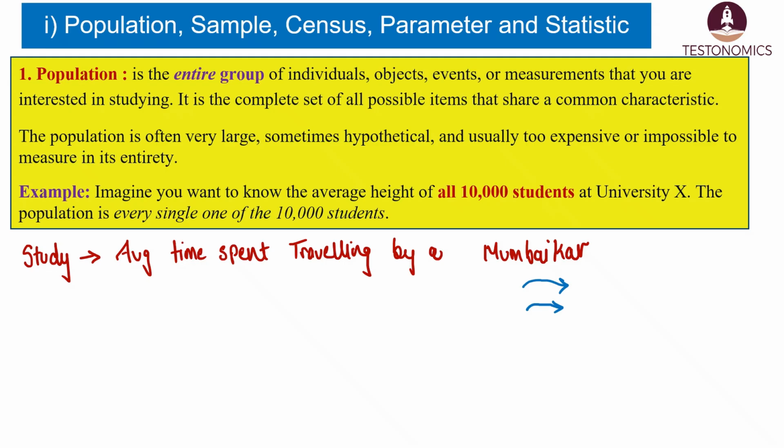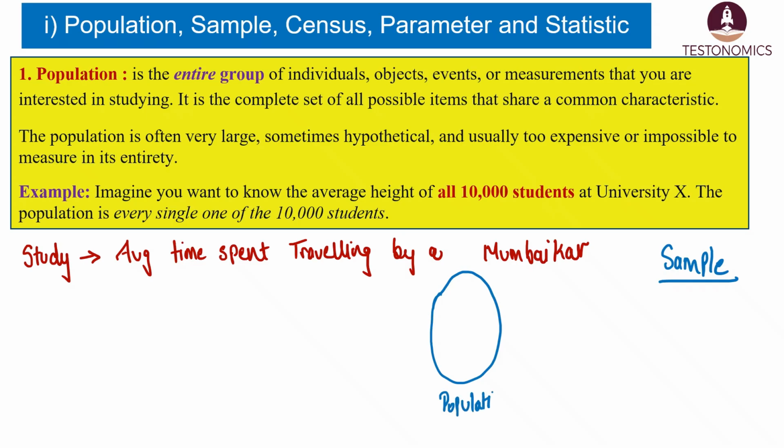That's why we generally make use of what we call a sample. So what is a sample? Sample is a subset of the population. For example, if this Venn diagram or if this circle denotes the population and we are interested in studying this population, for example, we want to know for this population the average time spent on road. But studying the entire population is sometimes difficult.